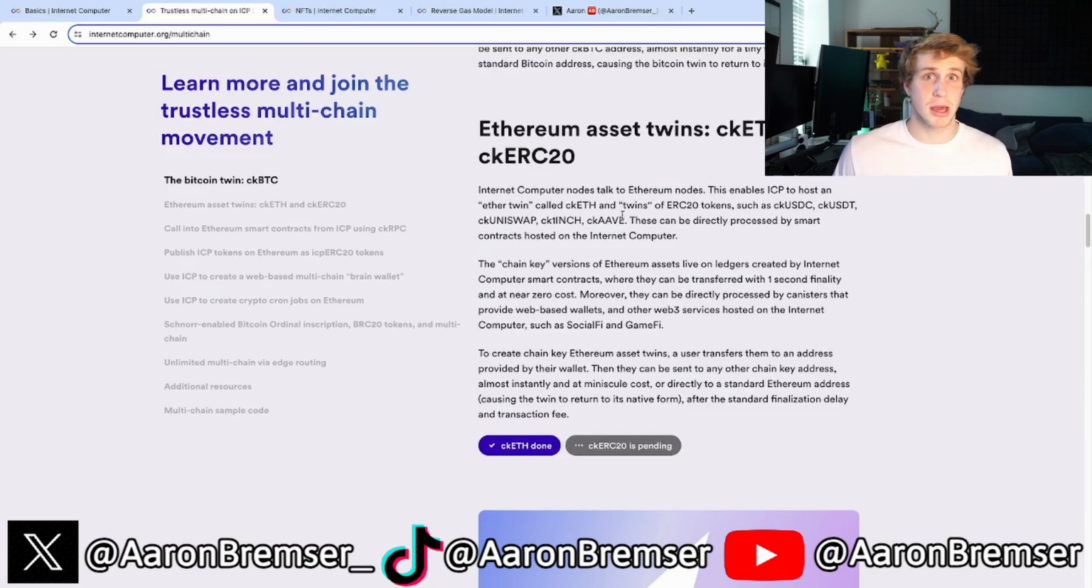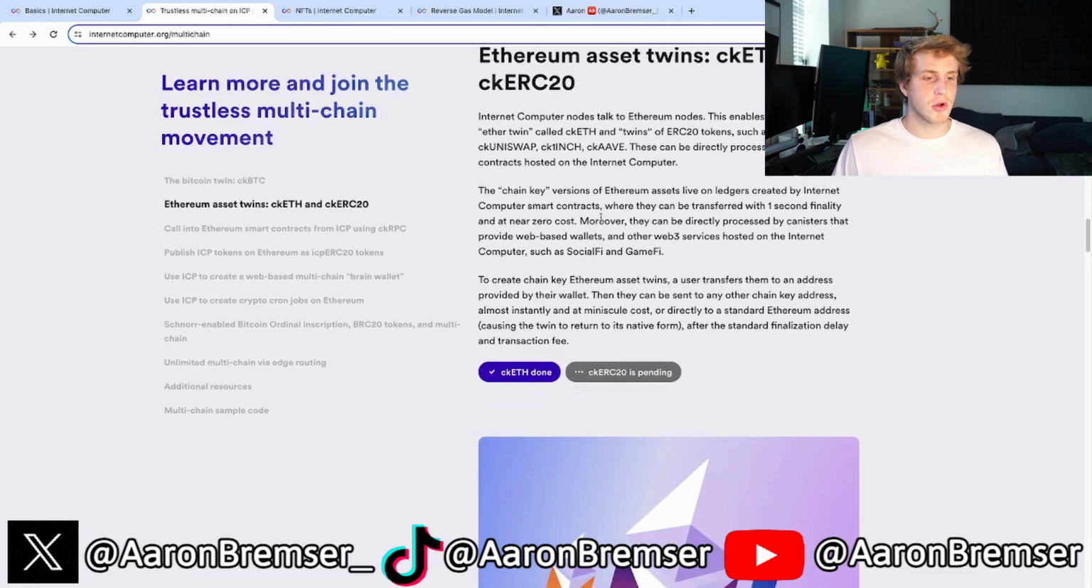This happened a lot last cycle. We know gas fees on Ethereum got really, really rough last cycle. And as the price continues to go up for Ethereum, you're going to see it again this cycle. The gas fees are going to get absolutely bonkers. But with ckETH, you're able to send Ethereum around for very cheap, very quickly with no centralized third party.